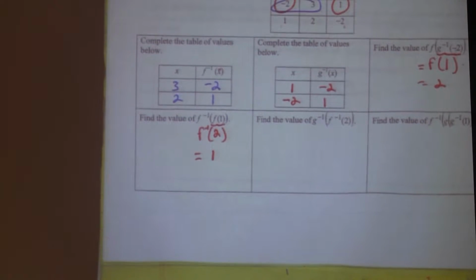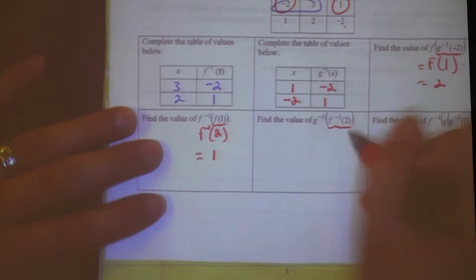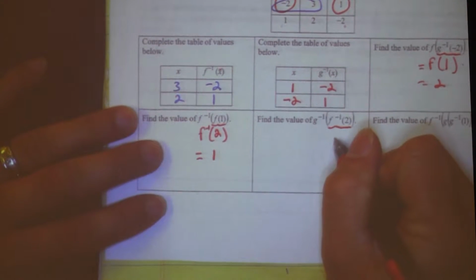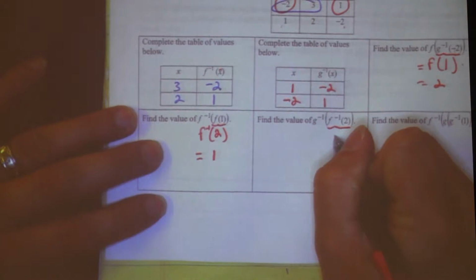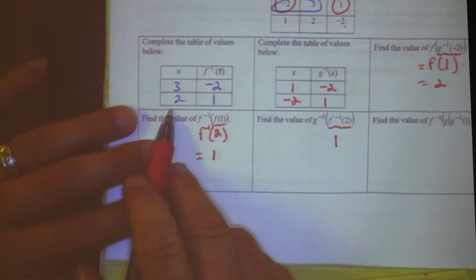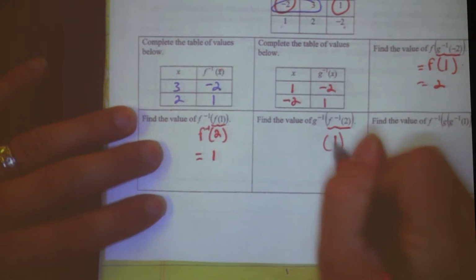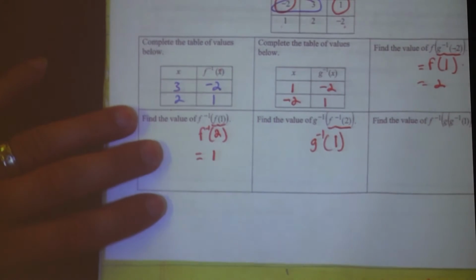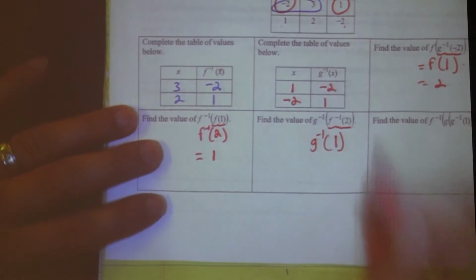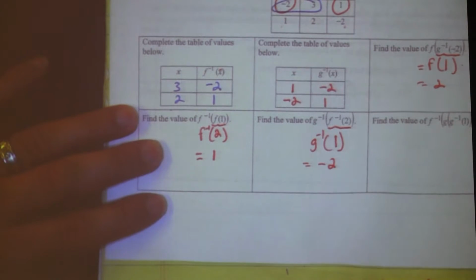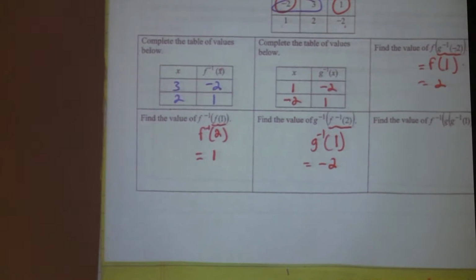g inverse of f inverse of 2. Now those two are not inverses of each other, right? So they should not cancel each other out. Okay, but let's see what we get. What's f inverse of 2? 1, right? I can go to my table. And now I want g inverse of 1. I go to this table. -2? Cool? Alright.